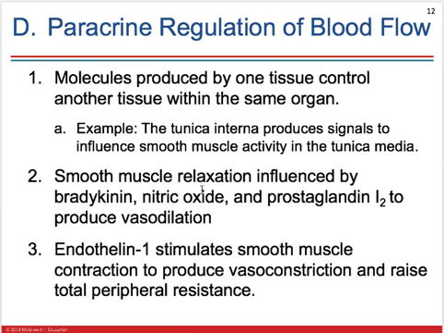And so some of them are relaxing, cause relaxation of that smooth muscle: bradykinin, nitric oxide, one of the prostaglandins. These produce vasodilation. Another one, endothelin 1, is a powerful vasoconstrictor. And so this will increase total peripheral resistance. And these other ones here, because of causing relaxation of smooth muscles, will drop total peripheral resistance. So these are the paracrine regulators.